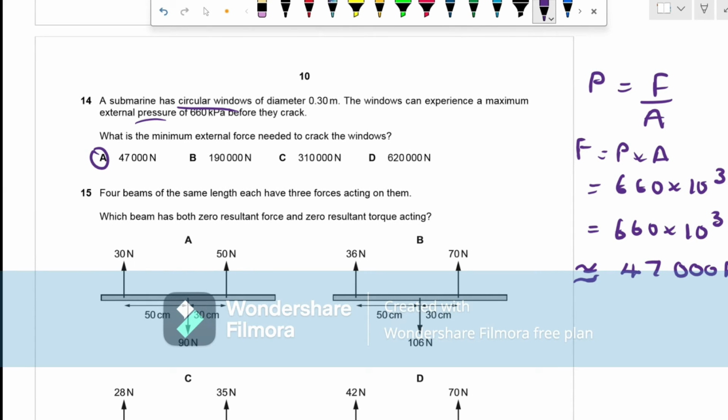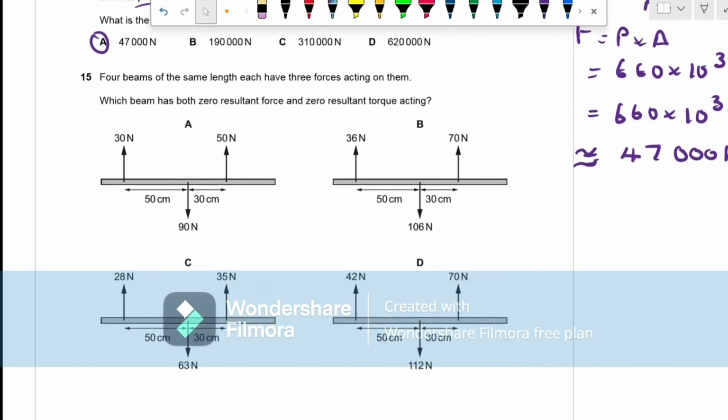Question 15. 4 beams of the same length each have 3 forces acting on them. Which beam is both, very important, underline keywords, guys, both what? Zero resultant force, that's the first one. Then the other one is zero resultant torque. So we have to look at those two scenarios.